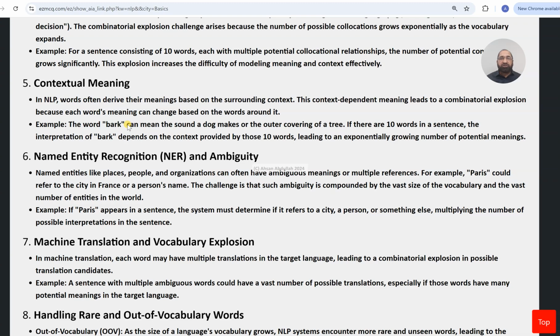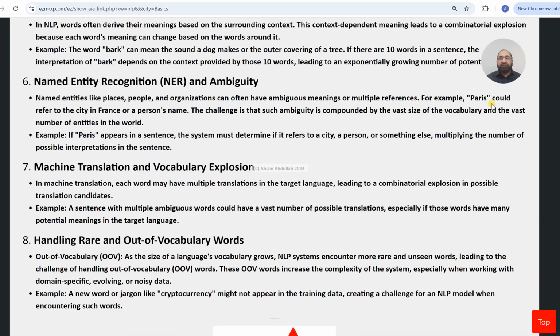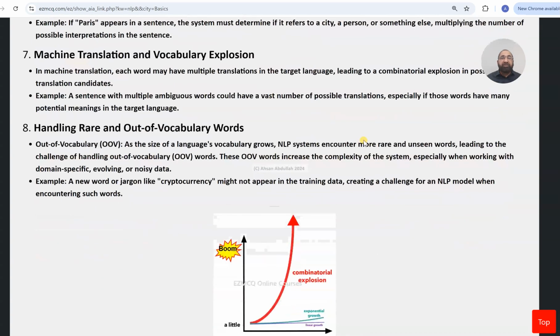The bark reference to the dog or the bark reference to the skin of a tree. And named entity recognition, for example, when Paris is being referred to, Paris is the name of a city or Paris is the name of a person. And then there is machine translation vocabulary. A sentence with multiple ambiguous words can result in many possible translations. So which of the translations is the one that is relevant and which we were looking for?